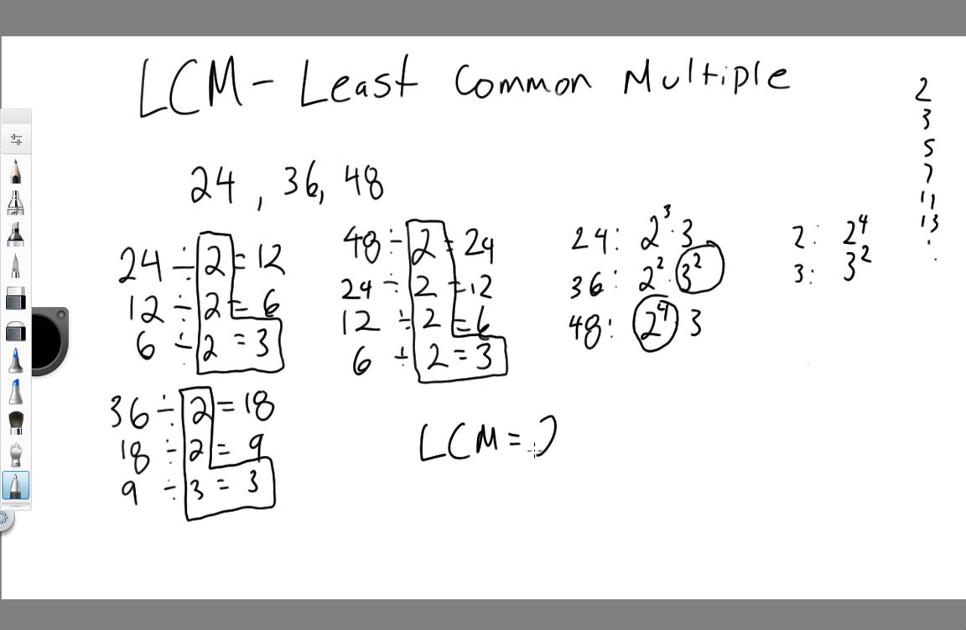So my LCM is equal to 2 to the 4 times 3 to the 2. So that's 16 times 9. And I do not want to make a mistake in a math video, so that is 144. And there I am. So there's my lowest common multiple, 144.